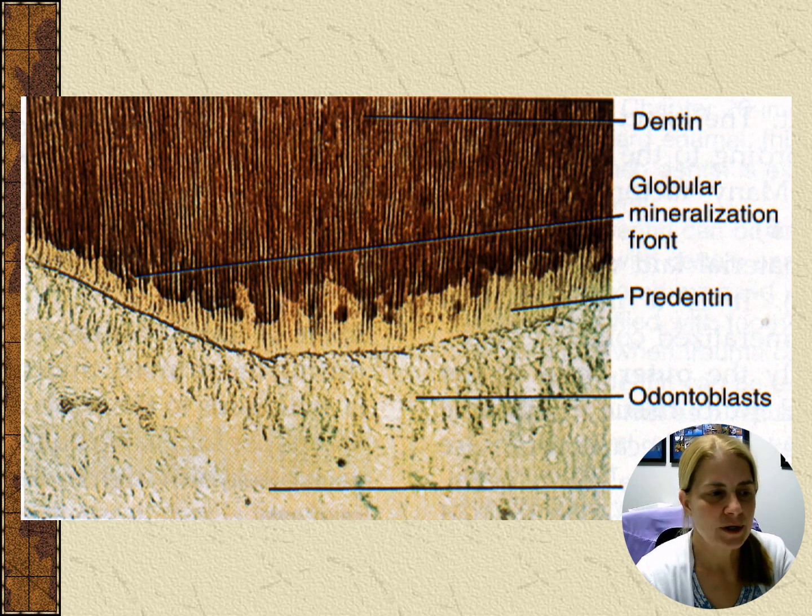On this slide, you can see the pulp at the bottom and the odontoblasts, which are our dentin-forming cells, which are located at the outer pulpal wall area, forming the pre-dentin first, and then the globular mineralization, and then the mineralized dentin.